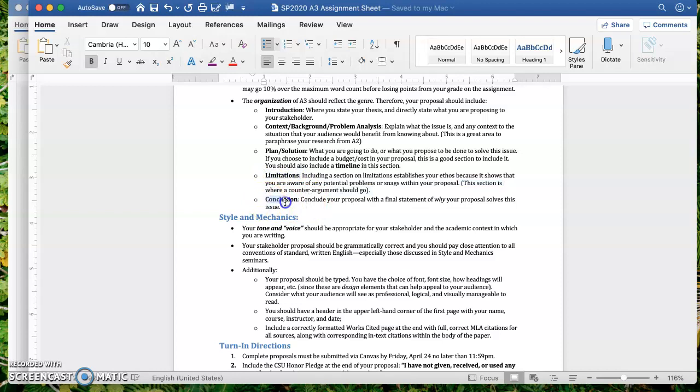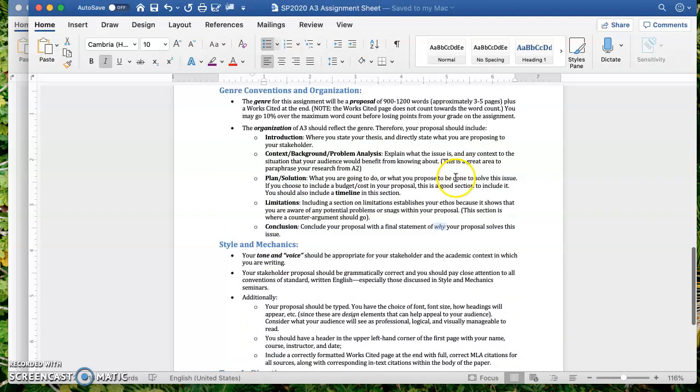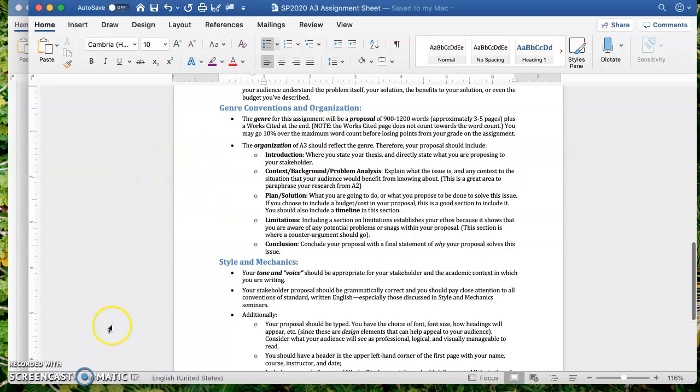And finally, you should have a conclusion section for this paper. So this is essentially where you might put a call to action, a statement that really reestablishes exigency and, most importantly, goes over why your proposal solves this issue, right? So you're not just summarizing what you've already written, you're reestablishing the connection of your solution to the problem that you've established, right? If you have questions on this, please email me.